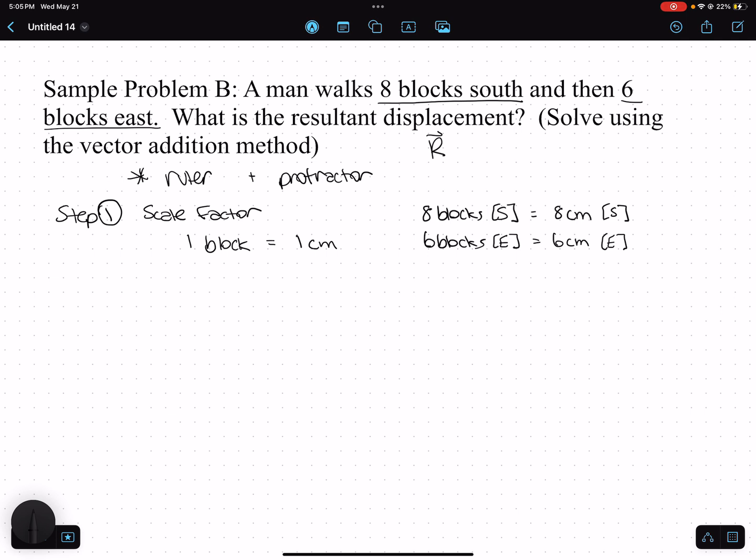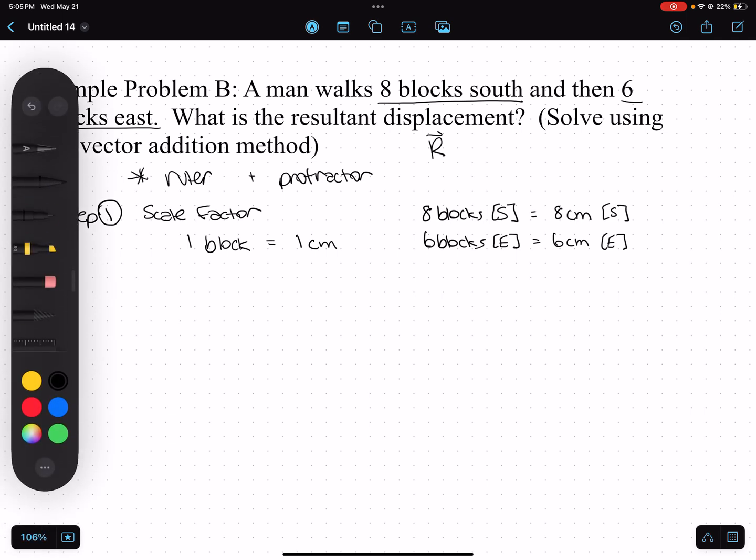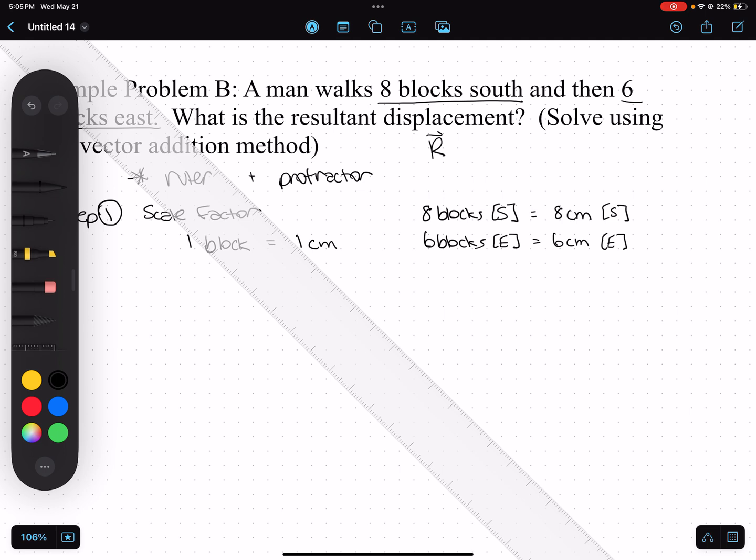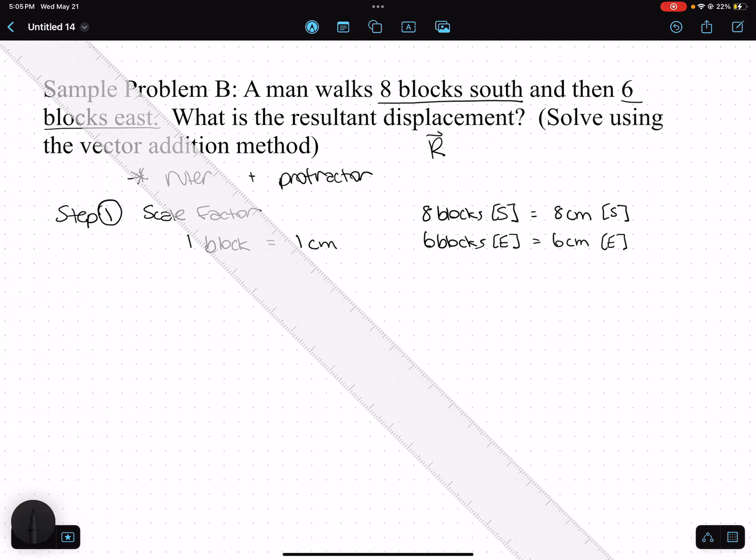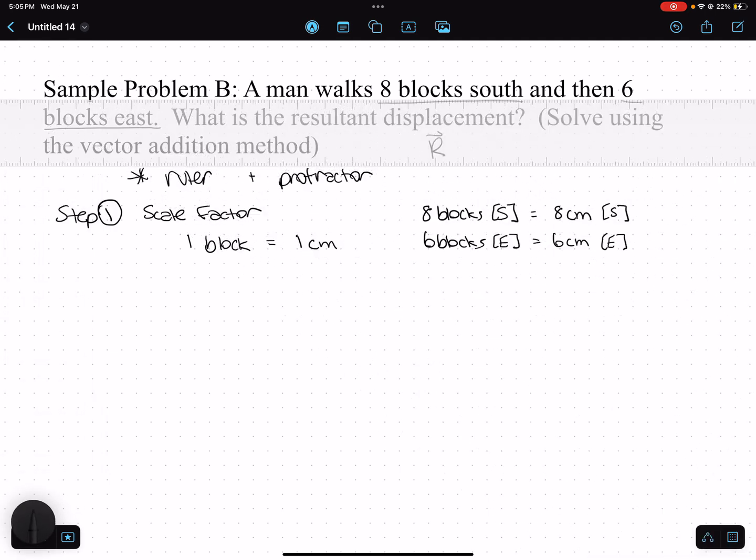Now, we have to be very, very accurate with our drawing. We can't just draw an 8.2 centimeter line. We can't draw a 6.5 centimeter line. We need to be very accurate with a ruler to actually draw this out, okay? It doesn't matter which line we draw first, but we do need to be very accurate.